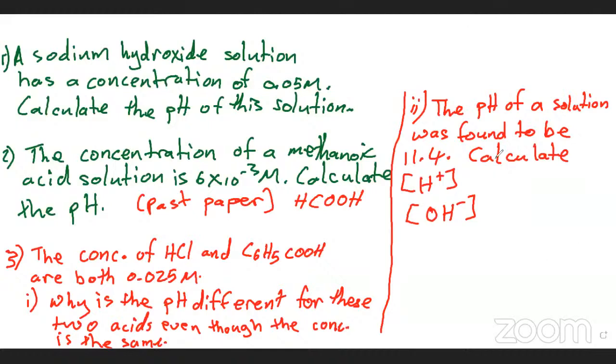So the answer for number one is 12.7. So I can tell you that it is 12.7. Just stop at 1.3, that is just the pOH. You must do something else to get 12.7.